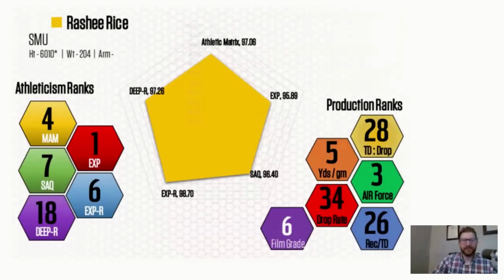And here's why the algorithm would like him. One, good athleticism. He doesn't have the best athleticism, and also good production, productive in college. Even though he went to SMU, he still was productive. And I believe that can carry over. His athletic matrix is the best of the four receivers that we've looked at.